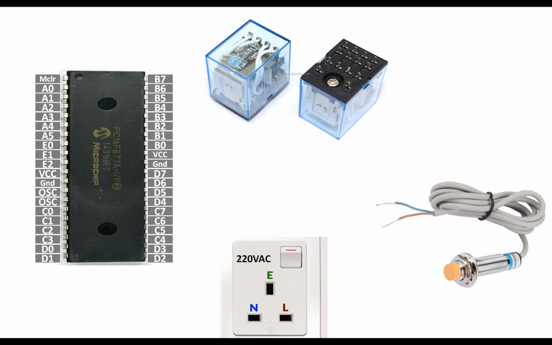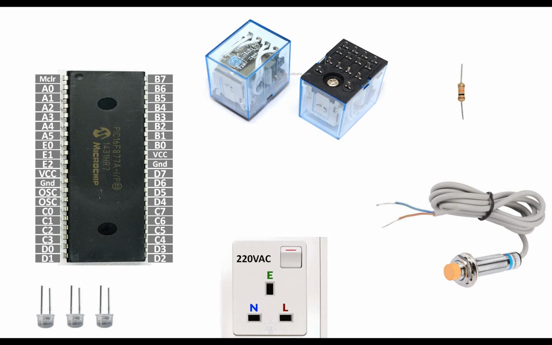This is a wall socket. This will act as our 220 volt AC voltage source. We will take 220 volt AC from the wall socket. And these are three LEDs. They will blink whenever a metal is detected. So in short, whenever a metal is detected, these three LEDs will turn on.